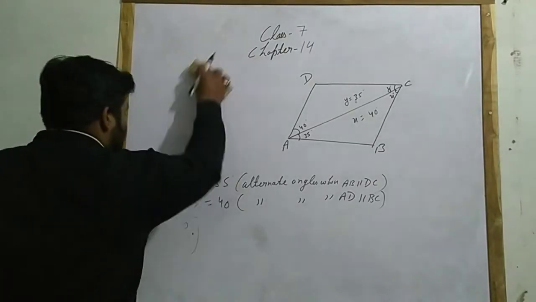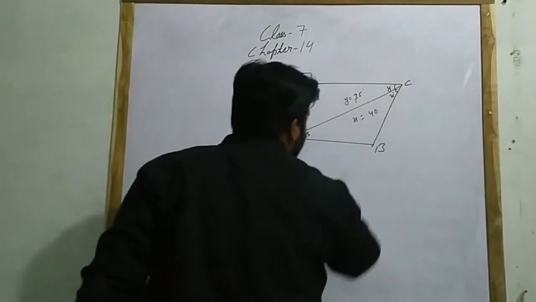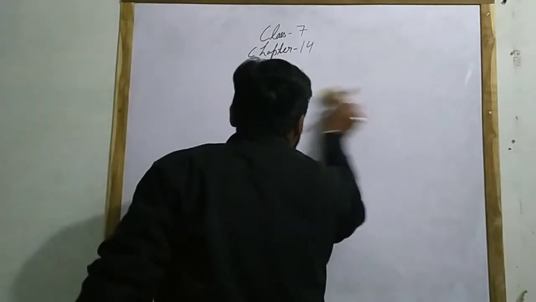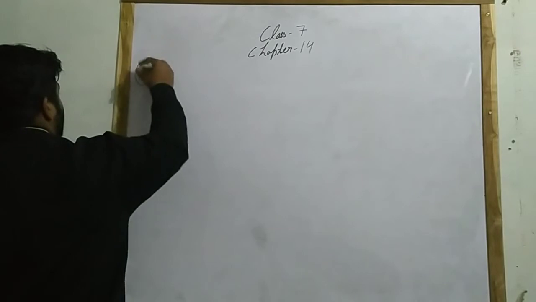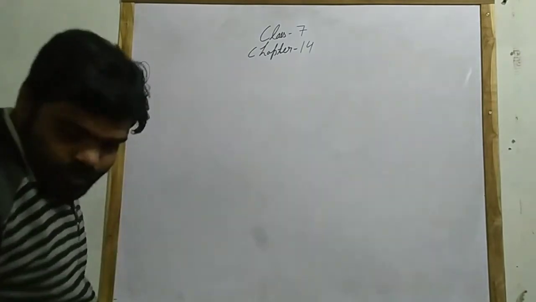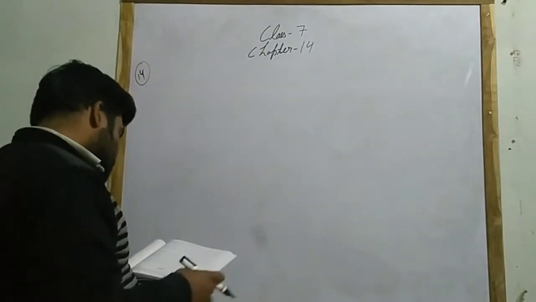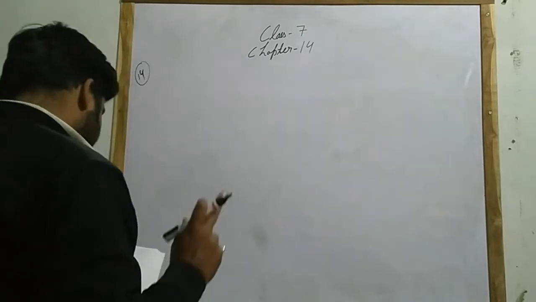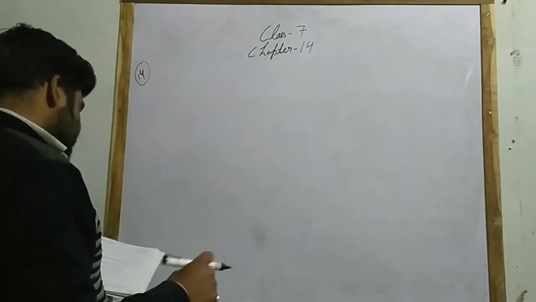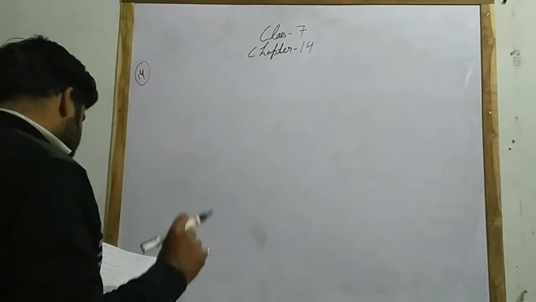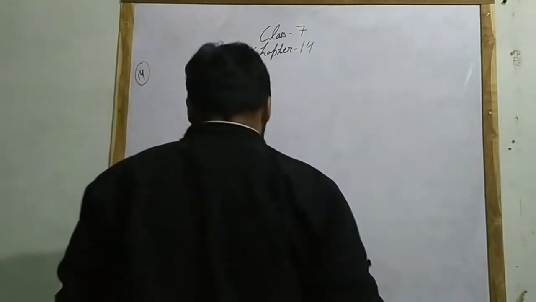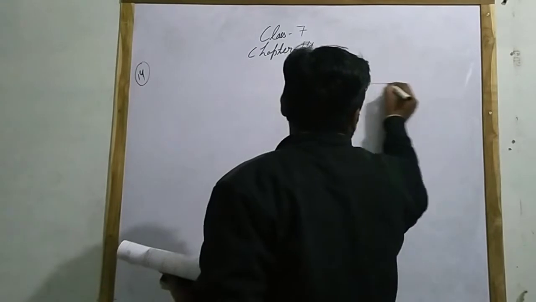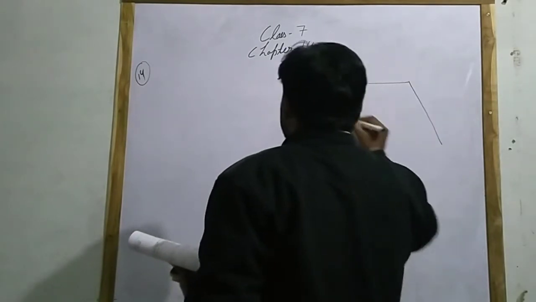Now question number 14. In the given figure, AB is parallel to CD and CA has been produced to E so that angle BAE equals 125 degrees. This is the figure of question number 14.